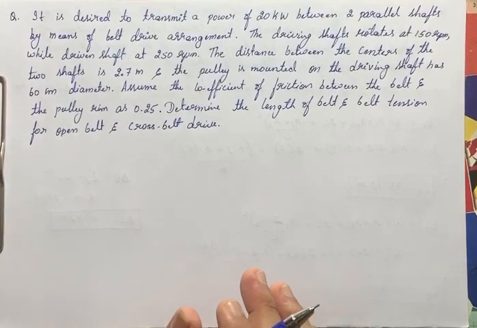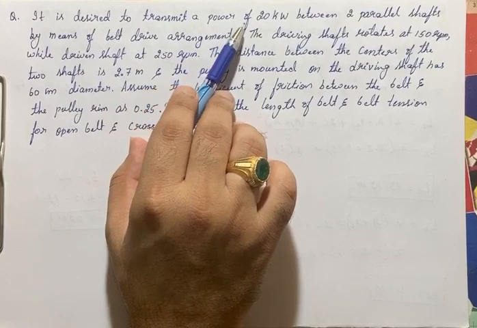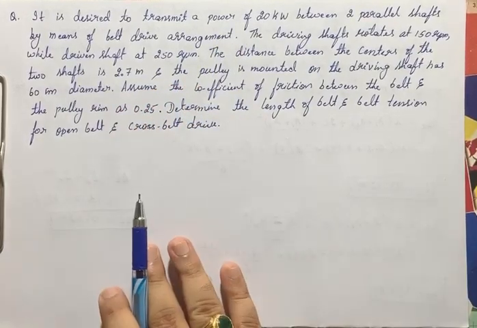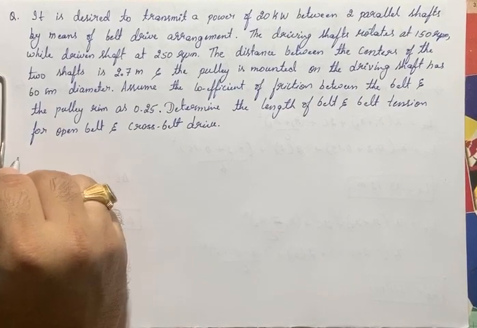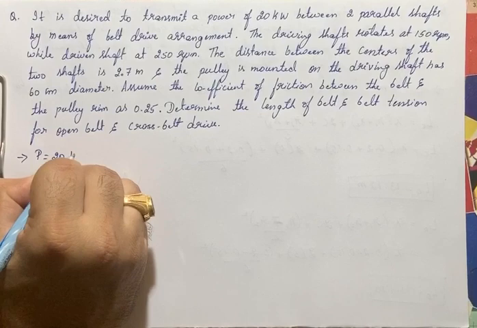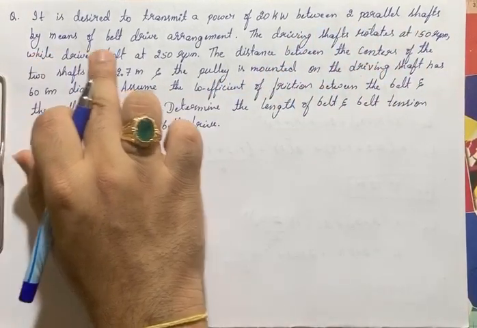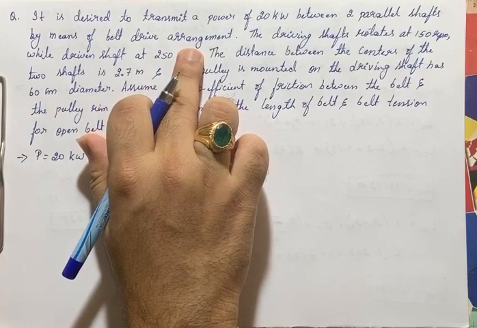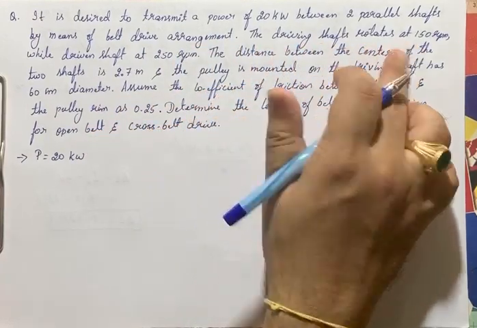Here in this question, it is given that it is desired to transmit a power of 20 kilowatt. I will write power P equals 20 kilowatt, between two parallel shafts by means of a belt drive arrangement. The driving shaft rotates at 150 rpm.